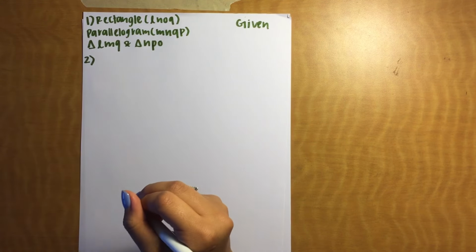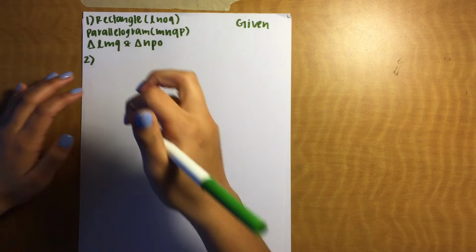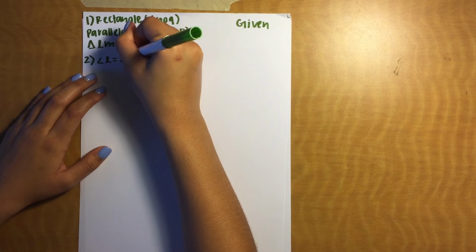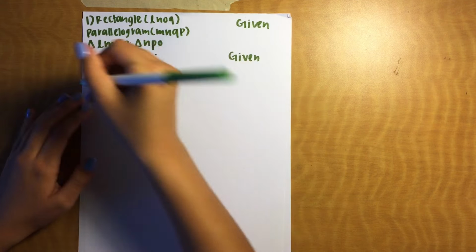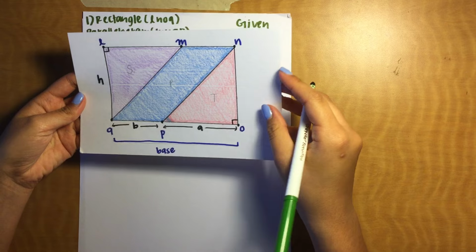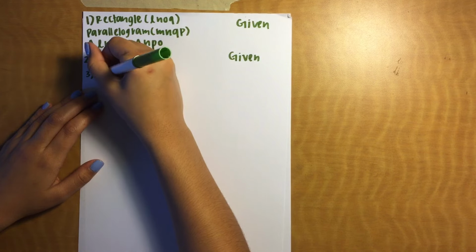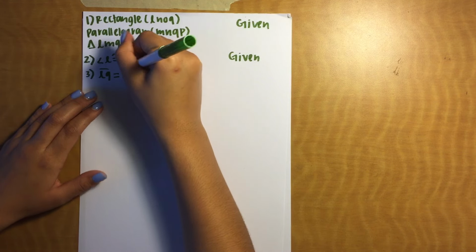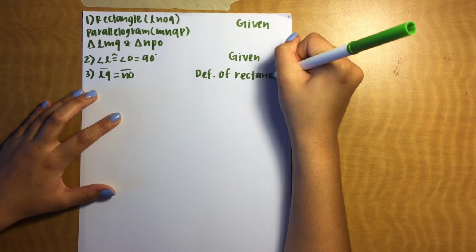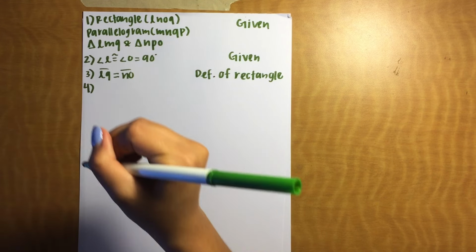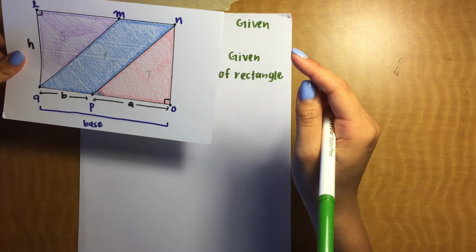So next, let's try to find congruent triangles. So we know that angle L and angle O are 90 degrees, so they're congruent. That's given. And we know by the definition of a rectangle that LQ is congruent to NO. So LQ is equal to NO. That's by the definition of rectangle. And we know that MQ is congruent to NP by definition of parallelogram.